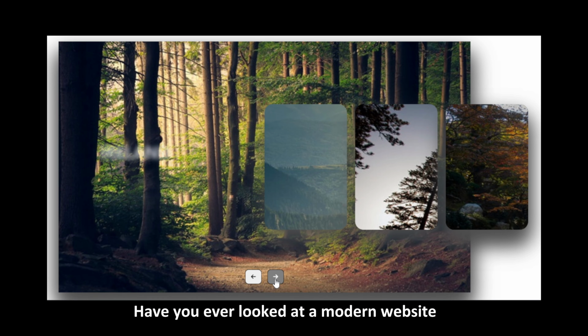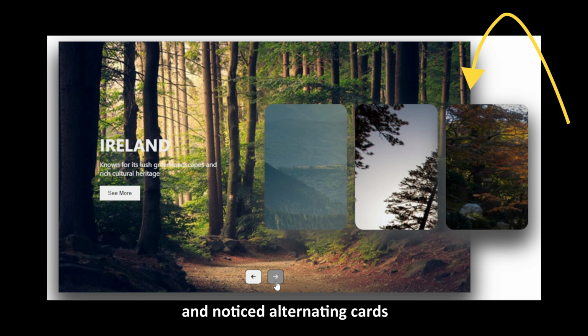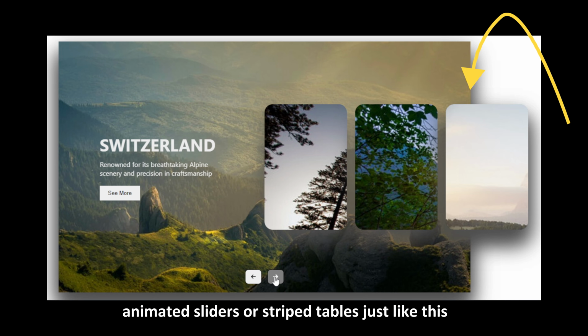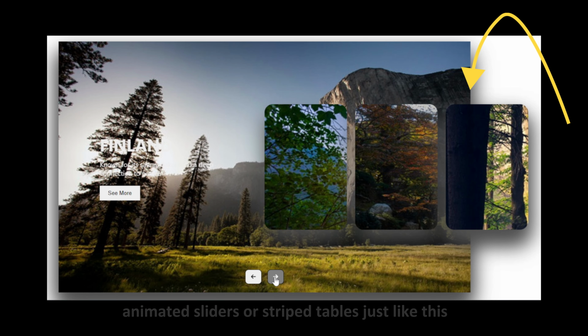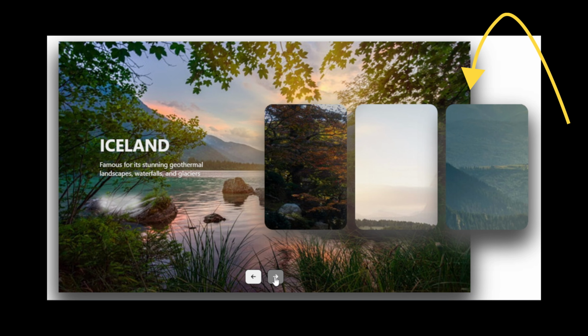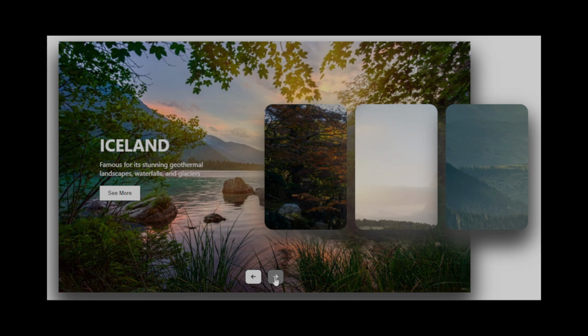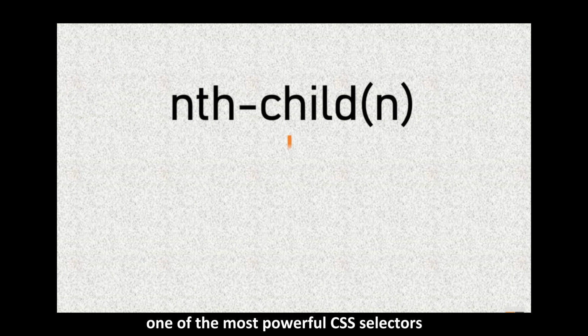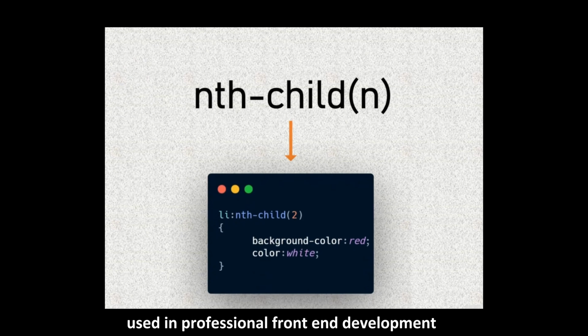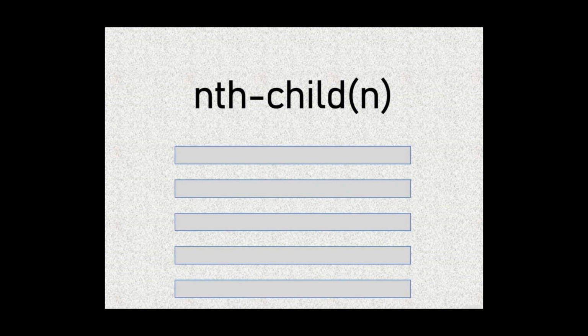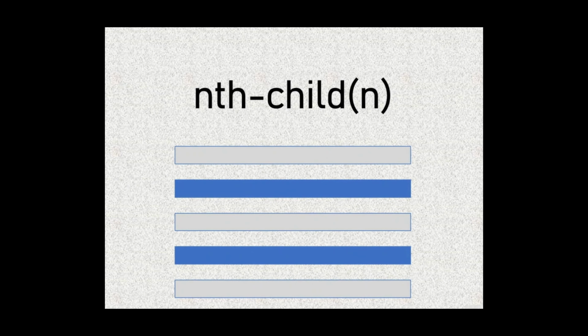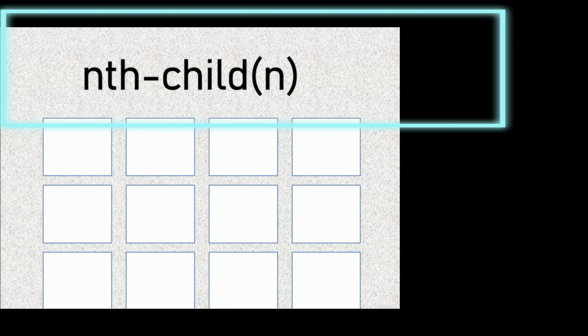Have you ever looked at a modern website and noticed alternating cards, beautiful gallery layouts, animated sliders, or striped tables, just like this, and wondered how they are created? Well, in this video, you're going to learn one of the most powerful CSS selectors used in professional front-end development, nth-child. Let's first understand the core idea behind nth-child in the simplest way possible.